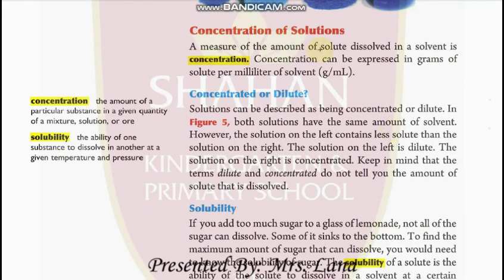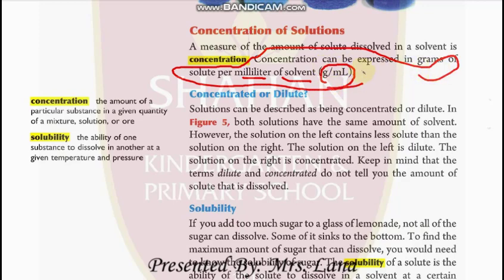So we have concentration of solutions. A measure of the amount of solute dissolved in a solvent is what? Concentration. The amount of a particular substance in a given quantity of mixture or solution. Concentration can be expressed in what? Please memorize these things because it's very important, we need it. Concentration can be expressed in grams of solute per milliliter of solvent.